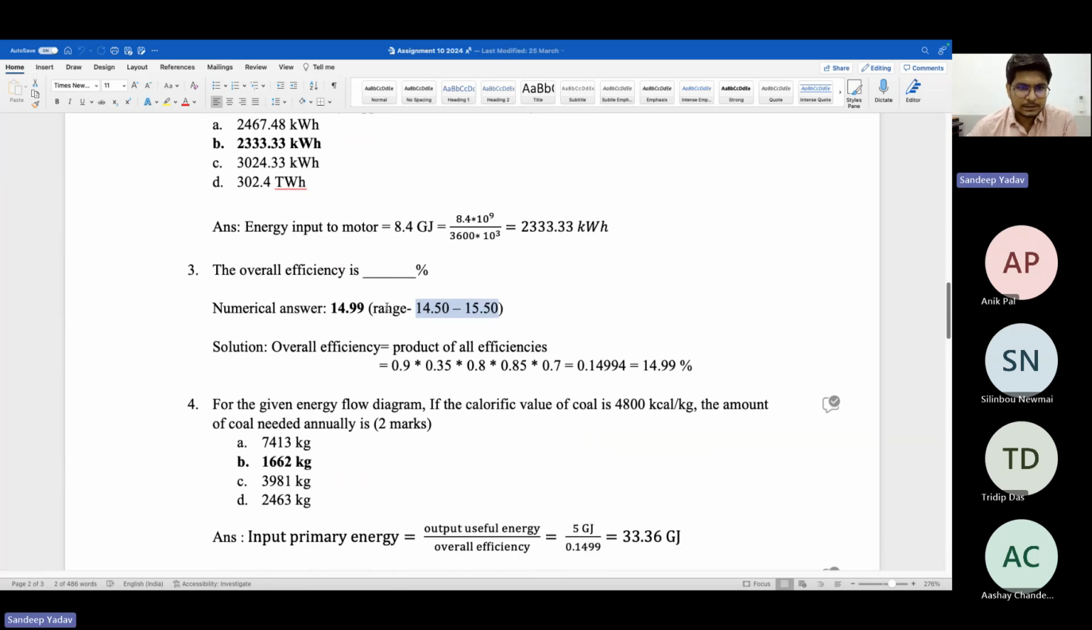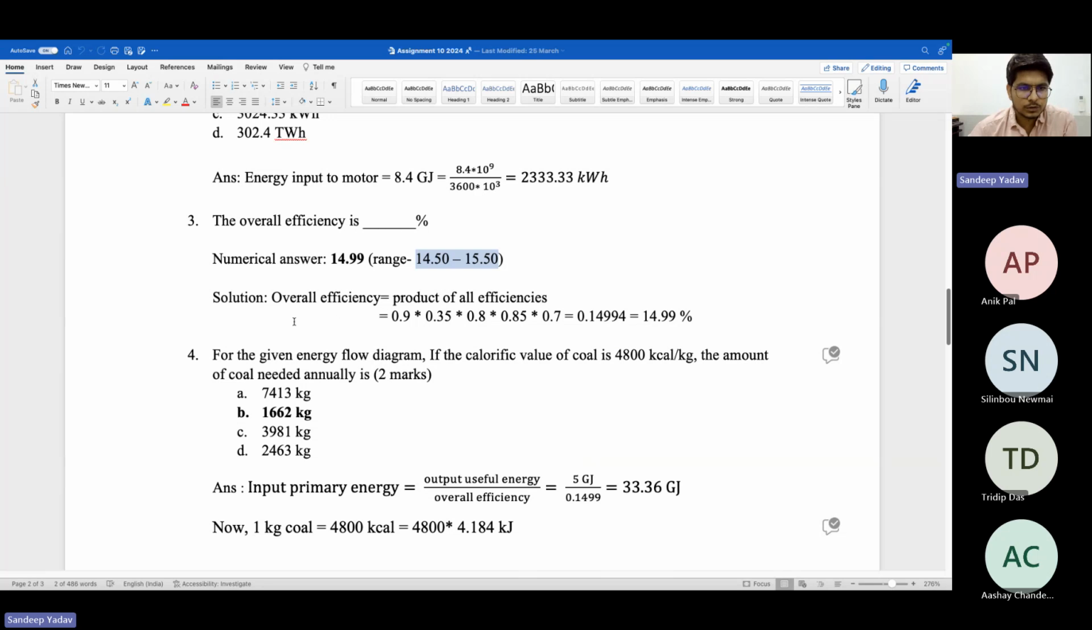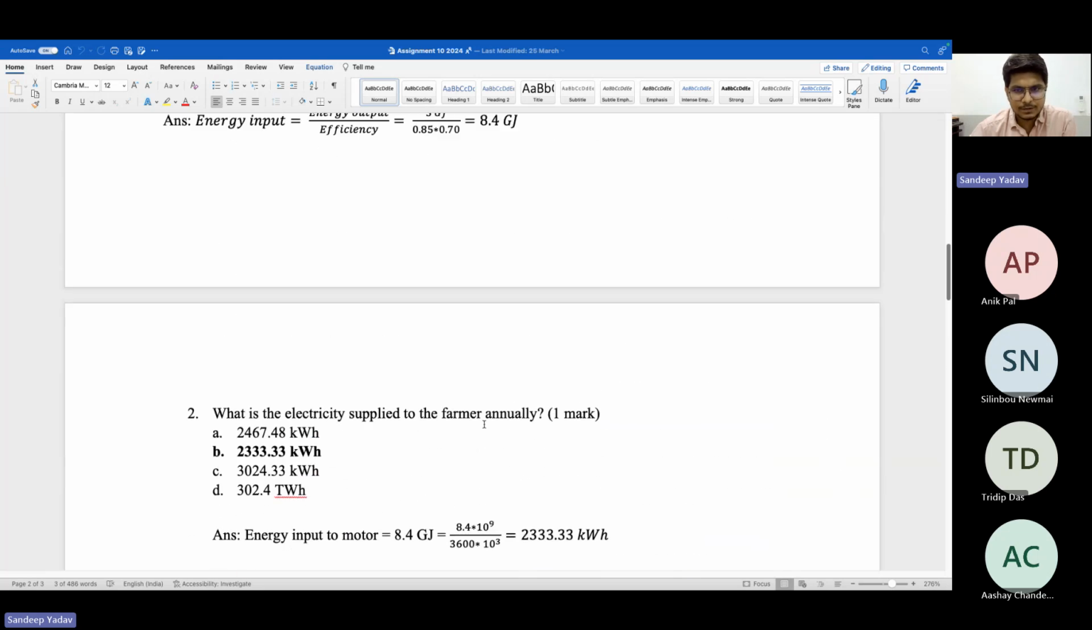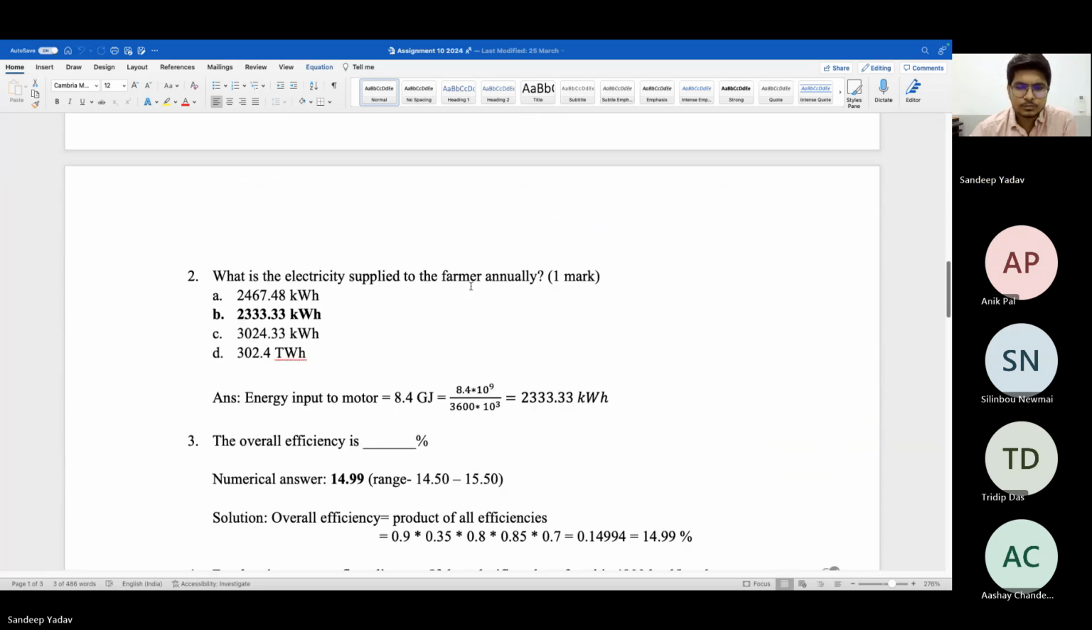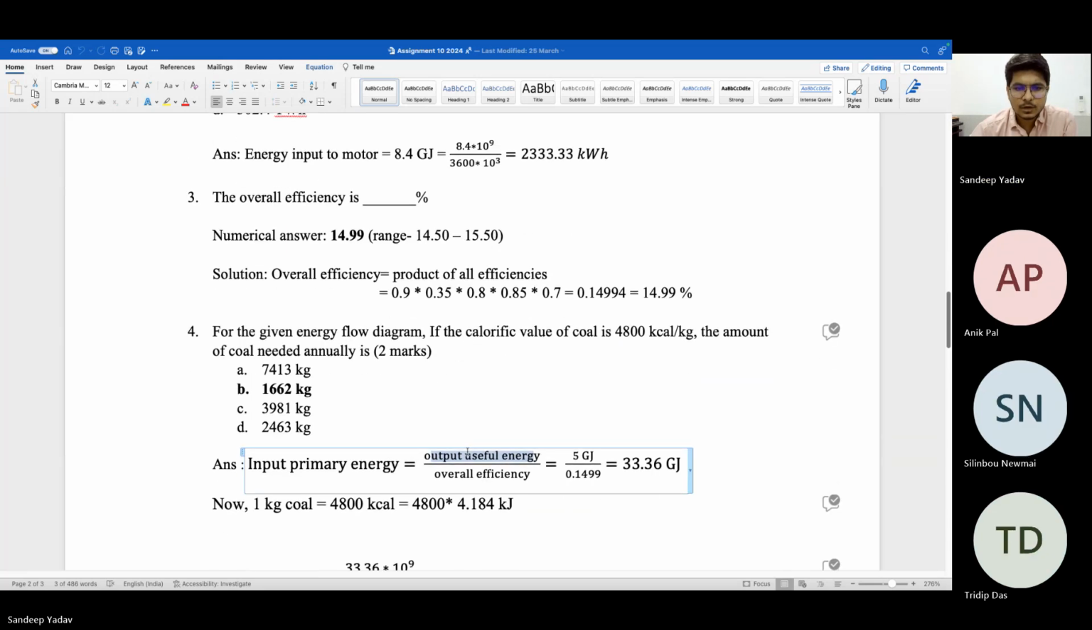So that's all for the first three questions. Now moving to question number 4. It says, for the given energy flow diagram, if the calorific value of the coal is 4800 kilocalorie per kg, the amount of coal needed annually is? So we know the calorific value, we know the input primary energy. The output useful energy is given in the question, that is 5 gigajoule. Apart from that, we know the overall efficiency, that is around 15%. Then we can calculate the input primary energy.